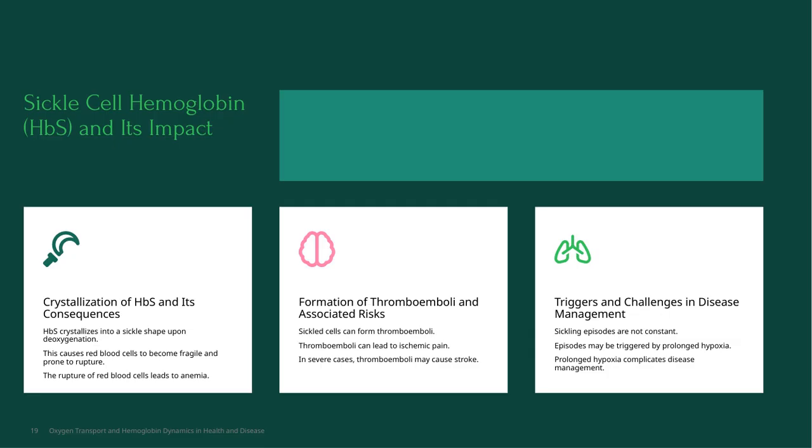Focusing on sickle cell hemoglobin itself, it's important to understand that sickling episodes aren't constant. They tend to happen intermittently. Often, these episodes are triggered by prolonged hypoxia or low oxygen levels, which complicates disease management. Managing sickle cell disease requires careful monitoring and treatment to prevent these crises, especially since triggers like hypoxia can be unpredictable. Overall, this slide underscores how the unique properties of HbS impact the entire blood flow and oxygen delivery system, highlighting both the molecular and clinical challenges we face in managing sickle cell disease.